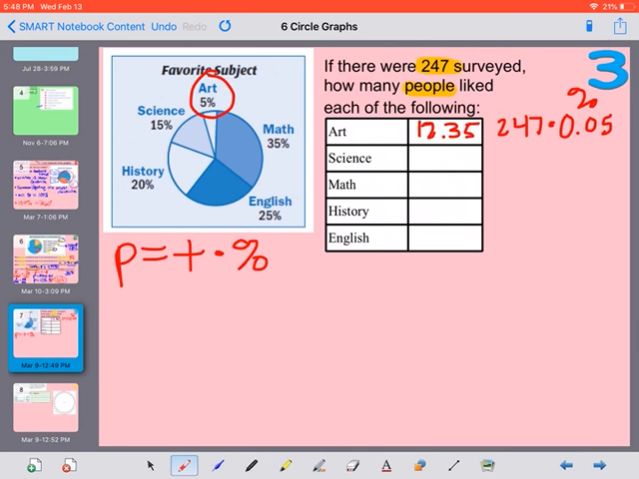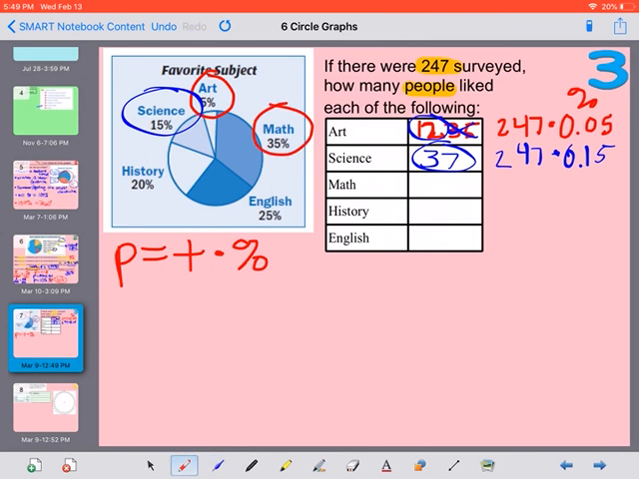But like we just said, we can't have a partial student, so that would just be 12 students. Then we're going to do the same thing for math. There were 247 people that were surveyed, times the percent as a decimal for science. 15% out of 100%, that's 0.15. So 247 times 0.15 gives us 37.05. We're going to just keep our whole number, just 37.